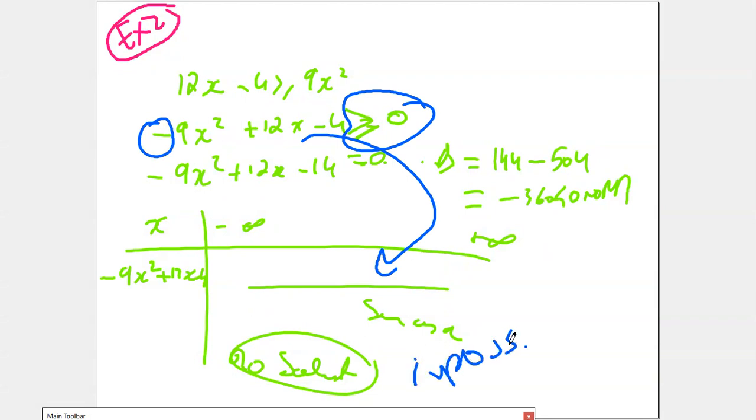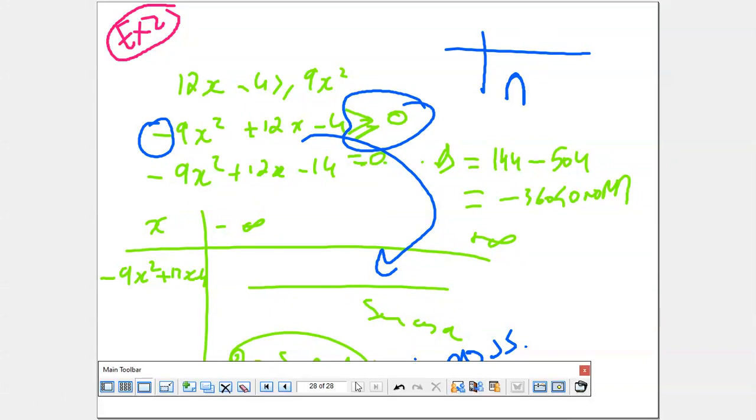It means I cannot find a value of x such that when I replace it in this expression, it gives me a positive answer or equal to 0. All the time it's going to give me a negative answer, because when delta is negative, the function has the same sign as A. And here A is negative, which means it's downward, somewhere here. So I cannot have a value of y that is positive. That's it. It's very easy.